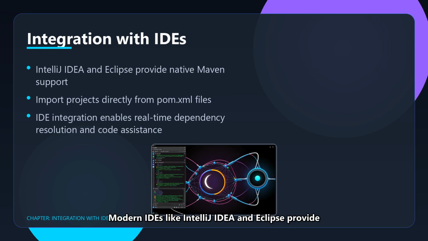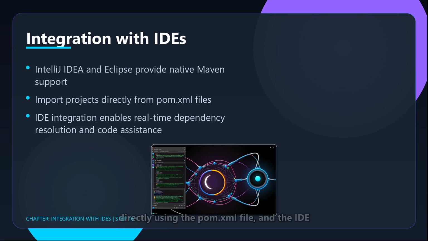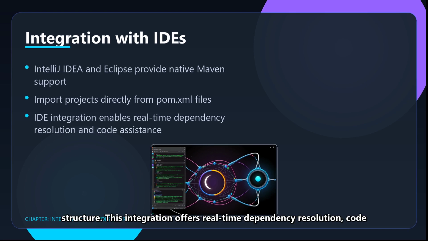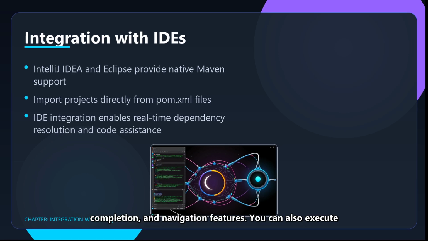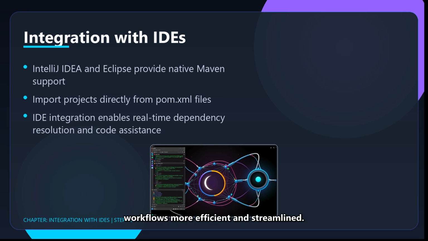Modern IDEs like IntelliJ IDEA and Eclipse provide excellent Maven integration. You can import Maven projects directly using the pom.xml file, and the IDE will automatically resolve dependencies and configure the project structure. This integration offers real-time dependency resolution, code completion, and navigation features. You can also execute Maven goals directly from the IDE, making development workflows more efficient and streamlined.